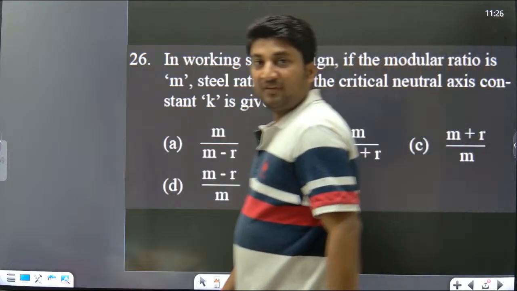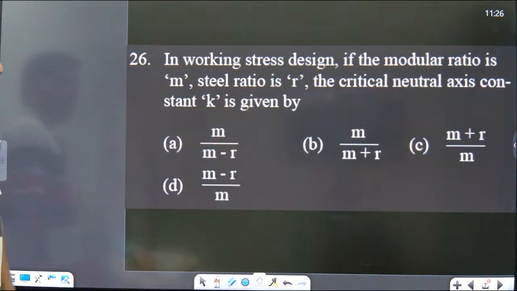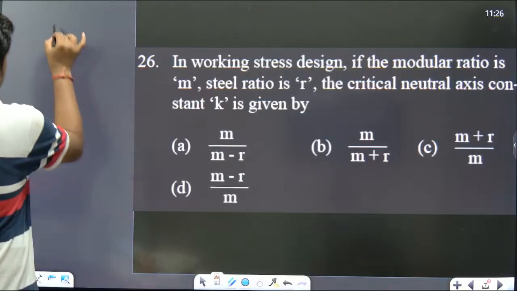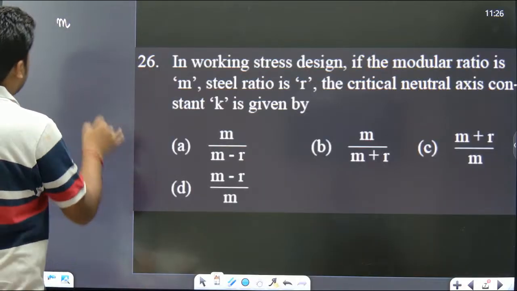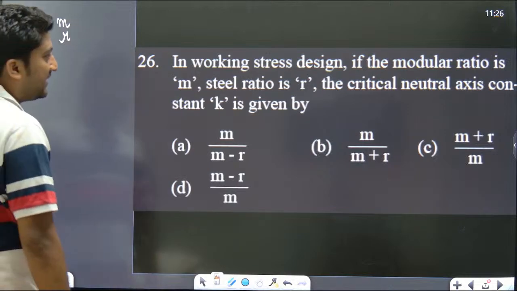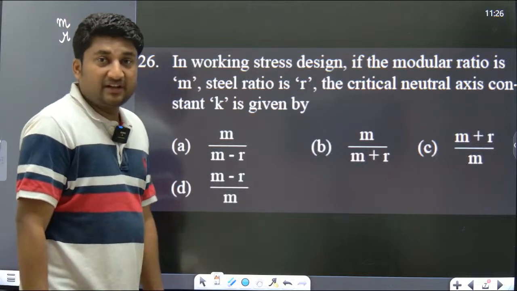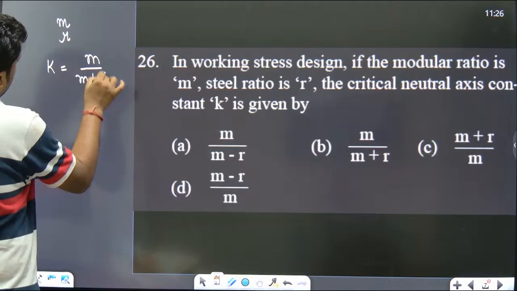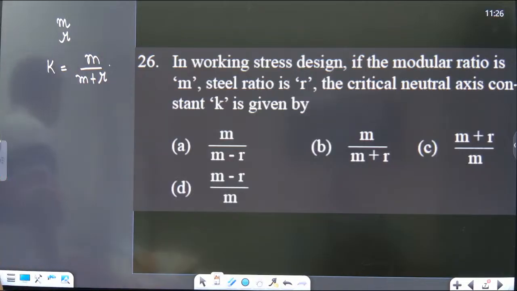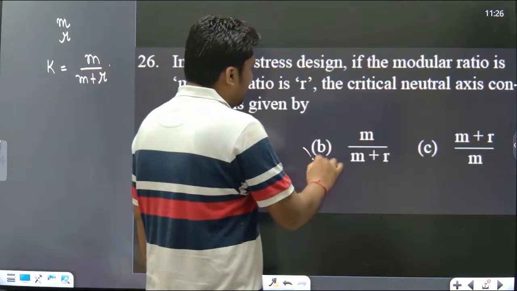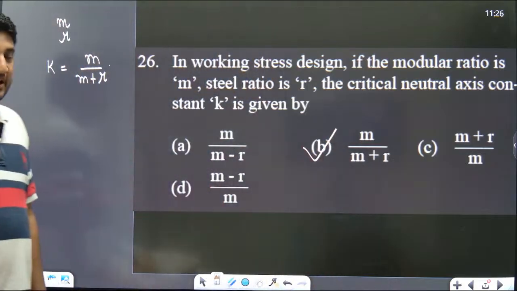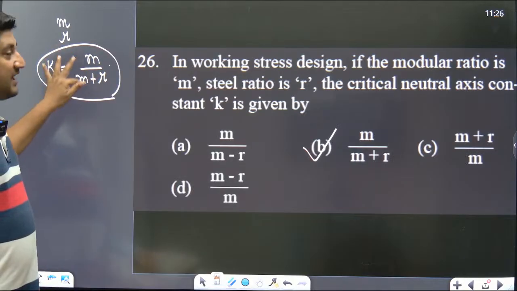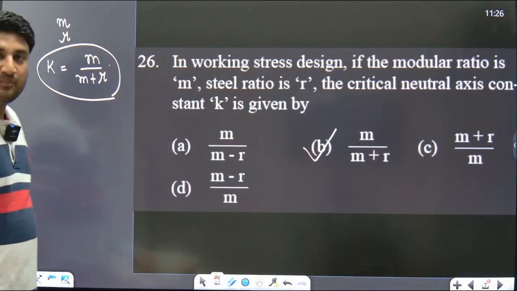Very good, Arun Kumar. The correct answer: in working stress design, the modular ratio is m and the steel ratio is r. The critical neutral axis constant is given by m upon m plus r. Understood everyone? Clear? So the correct answer is option B. In the working stress method, you must have designed this formula, k into d. So this k value is modular ratio m upon modular ratio m plus r.